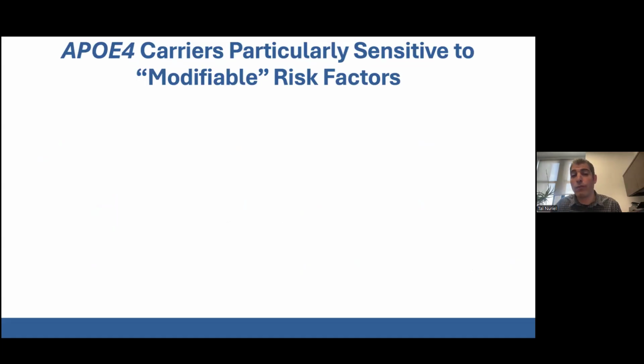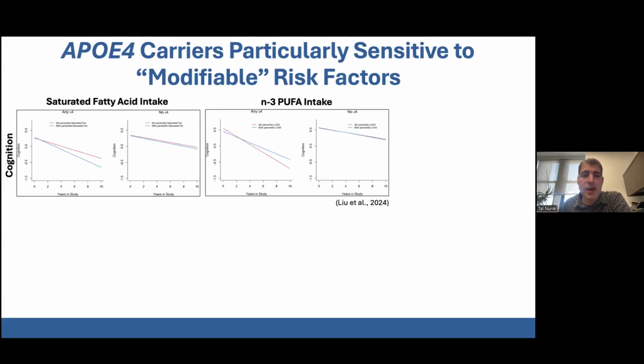But from what I've seen from the little that's been published on this, APOE4 carriers do seem to be pretty sensitive and pretty responsive to changes in these modifiable risk factors. So this is just a few examples from the literature showing that, in particular, APOE4 carriers, but not APOE4 non-carriers, who had lower intake of saturated fatty acids and higher intake of polyunsaturated fatty acids had a less steep decline in cognition.